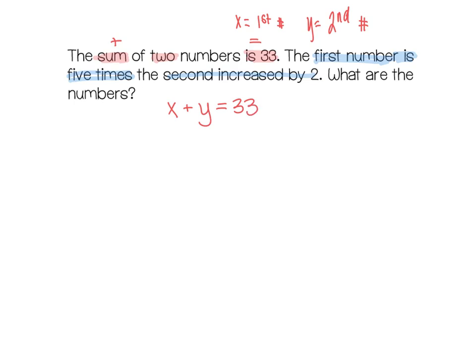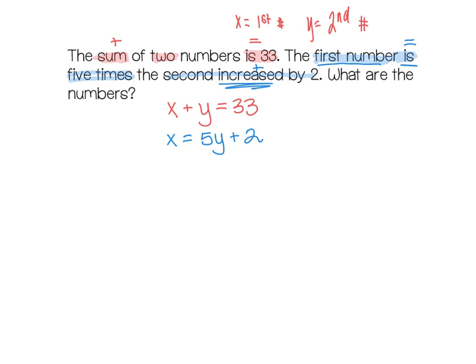Equation number 2 says the first number is. So the first number is x. That means x, is means equal. So x equals 5 times the second number. So 5 times the second number would be 5 times y. Increased means add. So increased by 2 means plus 2.